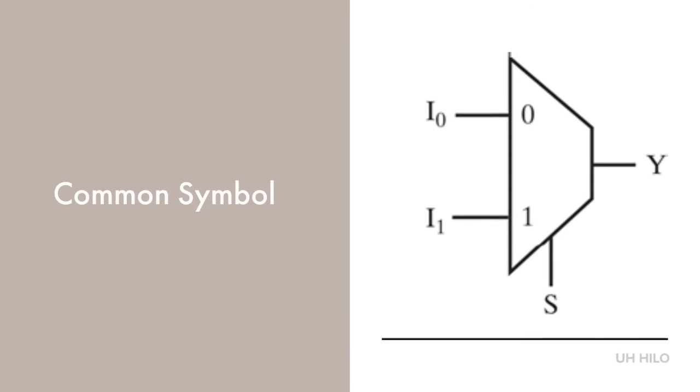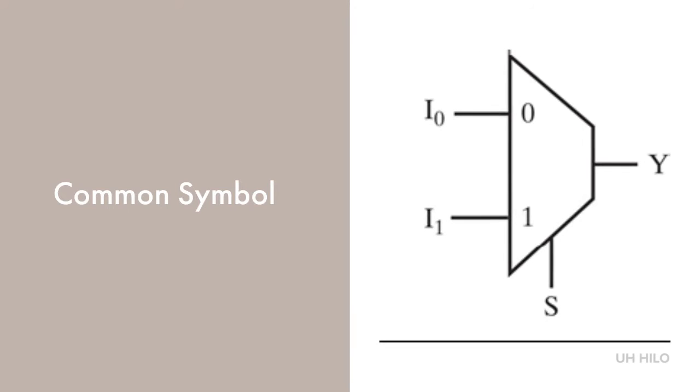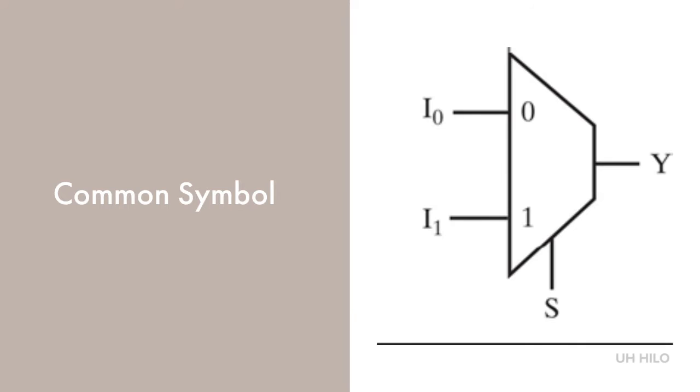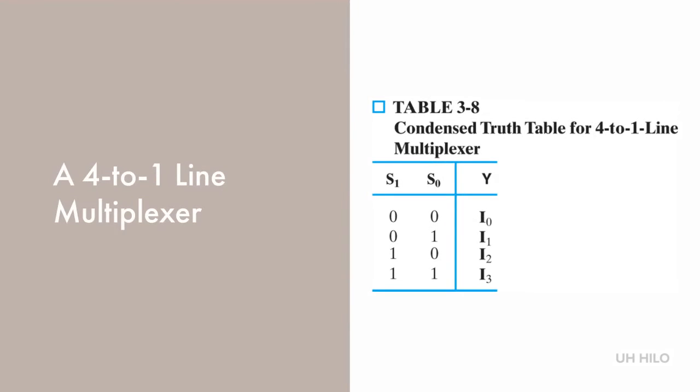A common symbol for a 2 to 1 multiplexer is shown here. There's the trapezoid signifying the selection of the output on the short parallel side from among the 2 to the n information inputs that appear on the long parallel side. Now let's look at a slightly more complicated multiplexer. For a 4 to 1 line multiplexer, the function Y depends on 4 inputs, I0, I1, I2, and I3, and 2 select inputs, S1 and S0.